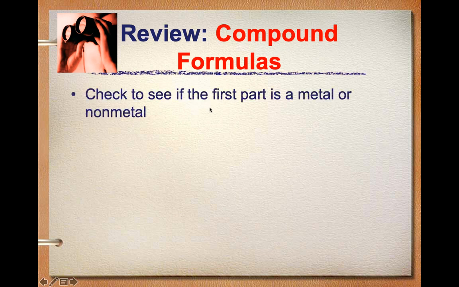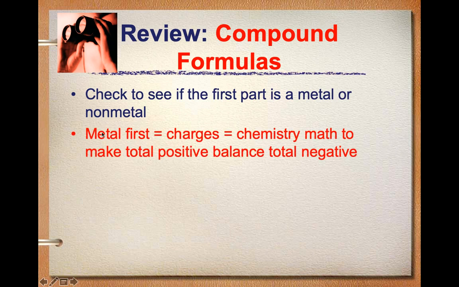All right, well, the first thing, remember that you check. This is what we just did in our unit 2, but it's a good chance to review. The first part of the compound, check to see if it's a metal or a nonmetal. And remember, you've got that dividing line we drew on the periodic table that looks like stairs. The elements on the left of those stairs are always metals. The ones on the right are always nonmetals. So if it's a metal first, we look up their charges, their oxidation numbers, and then we do that chemistry math to make the total positive charge balance the total negative so that you get a stable neutral compound.